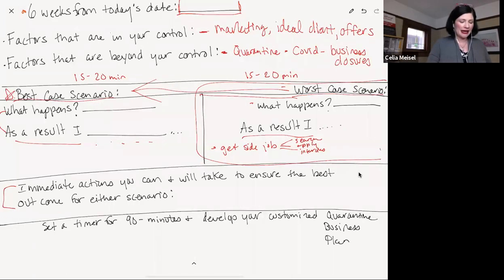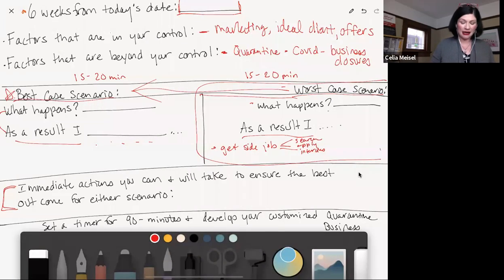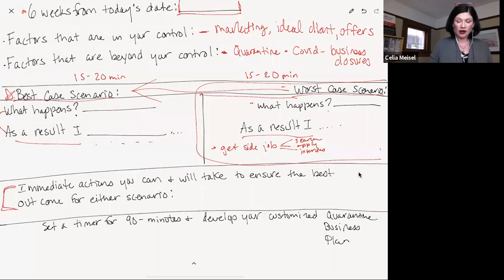Again, coming back here, what are the immediate actions that you're going to take? Because it's the actions and it's the clarity of action and communication and interaction that you have with other people that's going to start to make a difference in those results you're experiencing as well. So I highly recommend what you do is you set a timer and you work for 90 minutes to develop your customized quarantine business plan.